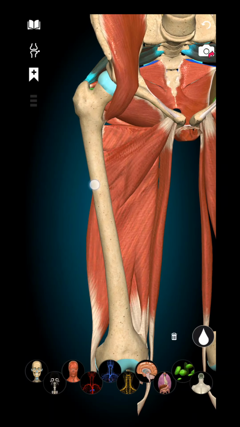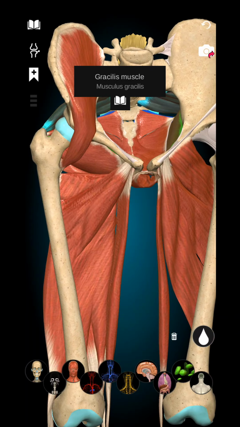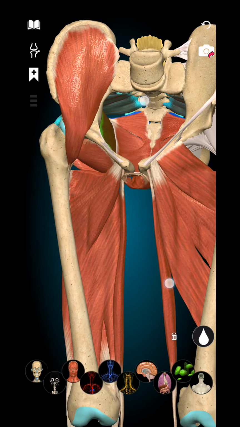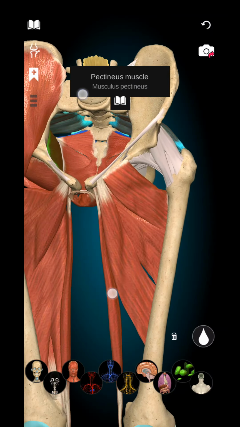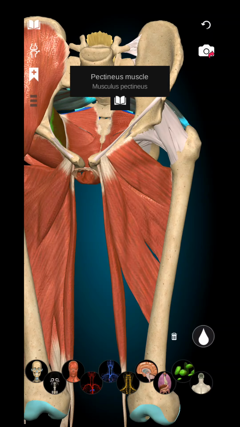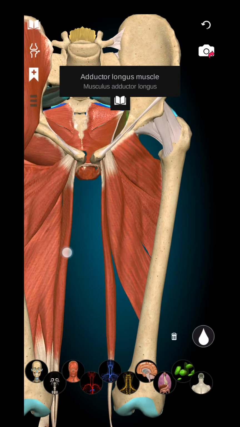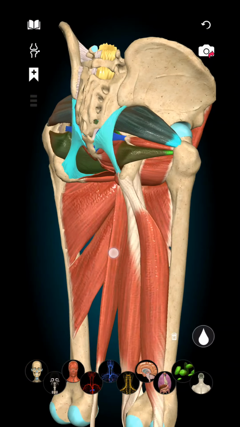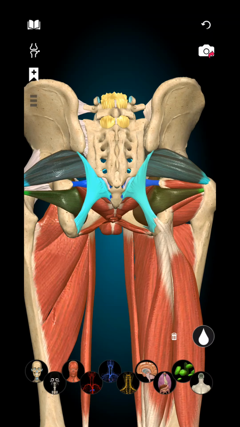Anyhow, I'm just showing you some muscles which we have already covered. This one would be gracilis, and on the left side we see this one is pectineus, right? Okay, and this one should be adductor longus, correct? So these we have already covered. Now we go to the posterior aspect, the structures that you have seen today in dissection, right?